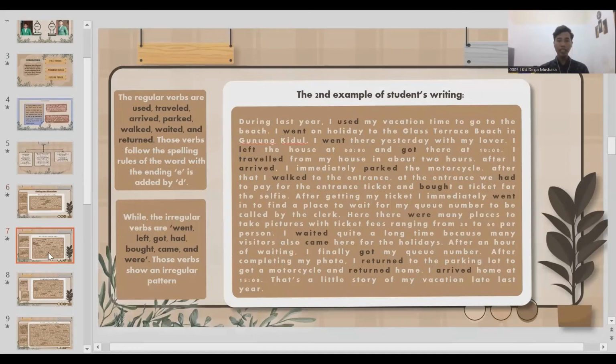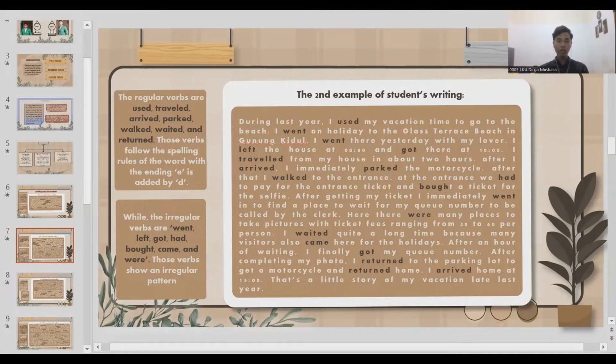And this is the second example of students' essay writing. In the essay above, the students use regular and irregular verbs in her or his writing. The regular verbs used are traveled, arrived, parked, walked, waited, and returned. Those verbs follow the spelling rules of the word with the ending e is added by d. For example, the verb one is use, changed to verb two used, and etc.